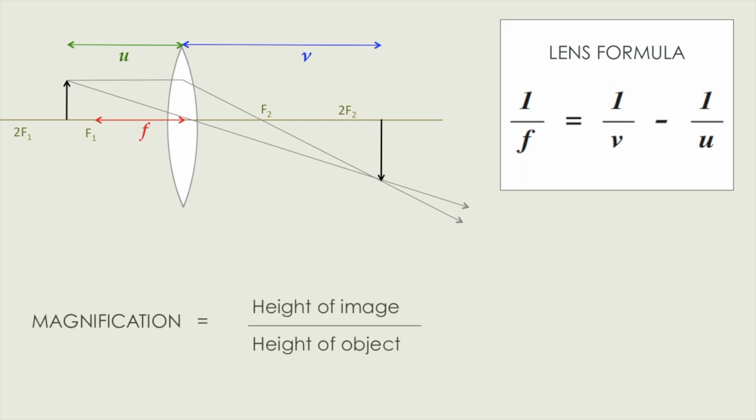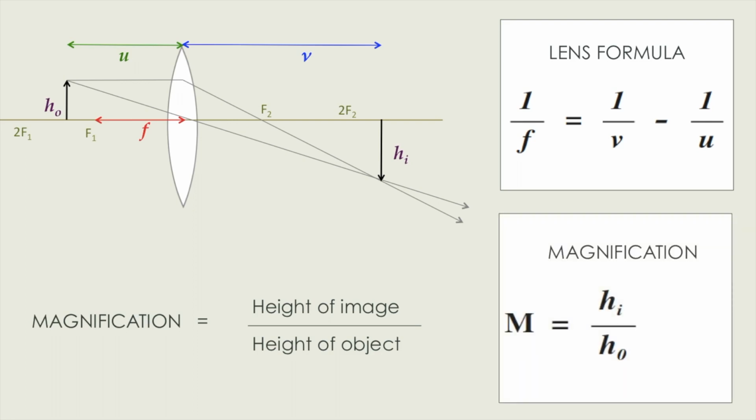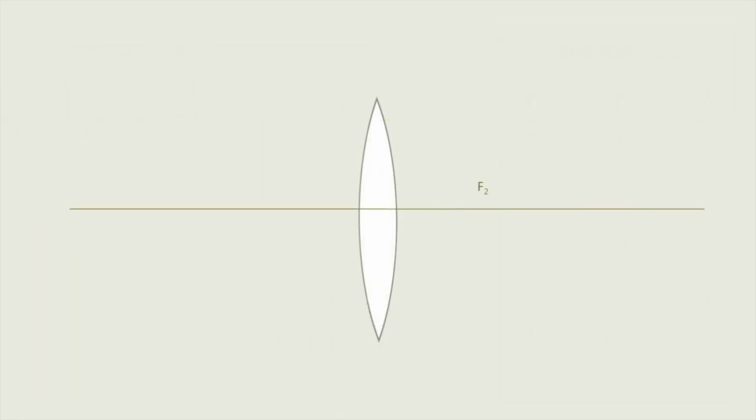Also, our intuition would say that magnification would be the ratio of image height to the object height. So if hi is the image height and ho is the object height, then the magnification m would be equal to hi upon ho, and we could also prove that this is equal to v upon u. So both these formulas are very useful, but in order to use them we need to follow certain sign conventions.